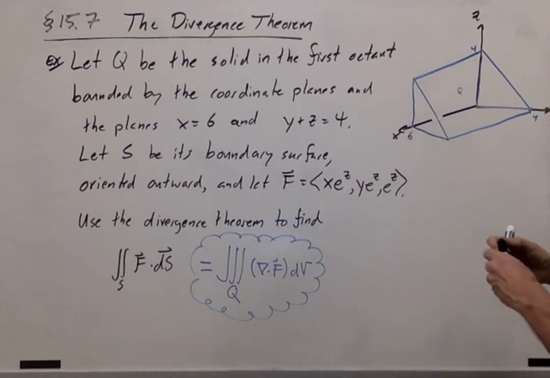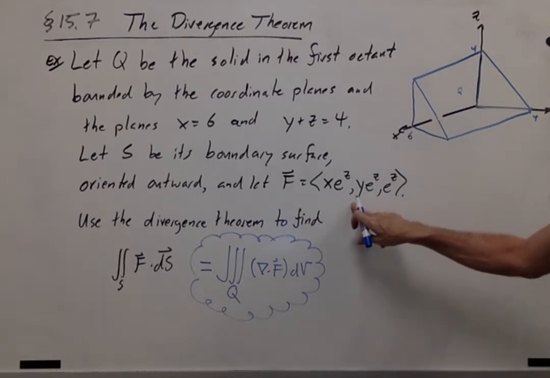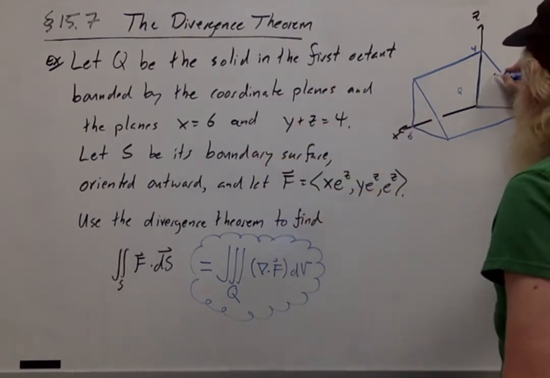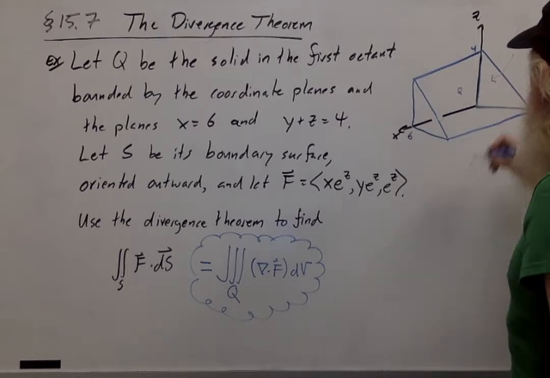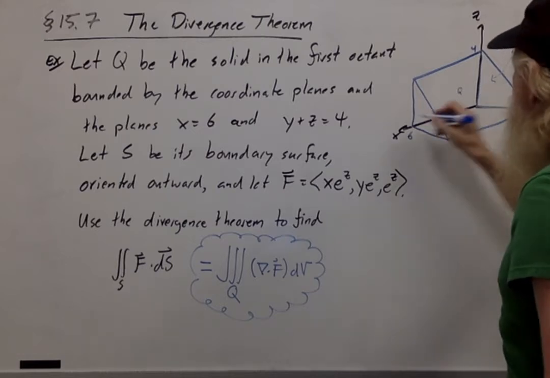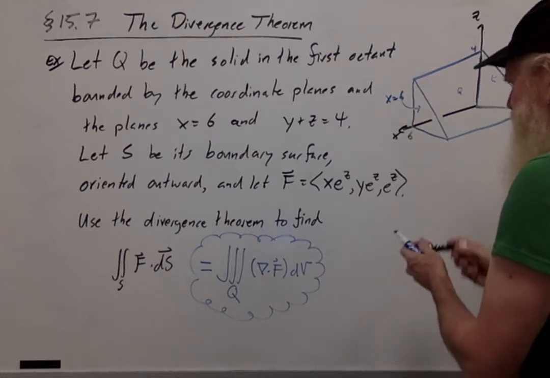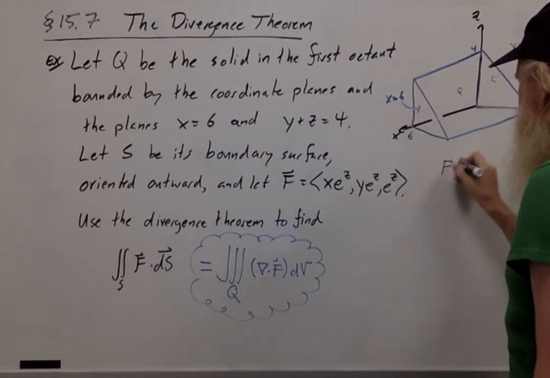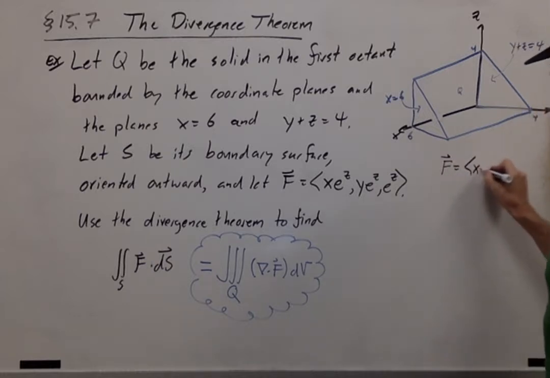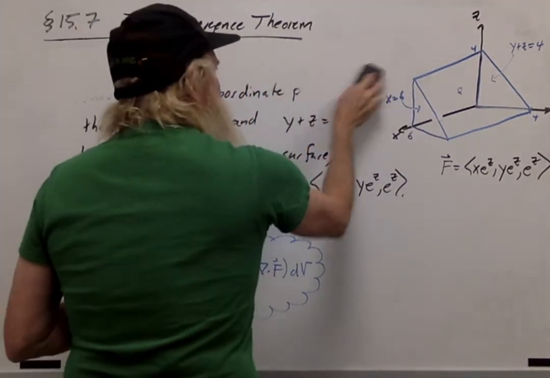So now that I've got the picture, the main thing I need to capture are the equations for its sides, and I need to capture the vector field, and then we can erase all this. So other than the coordinate planes, this slanted plane is y plus z equals 4. This face is x equals 6. And our vector field, I'll just copy over, is x e to the z, y e to the z, and e to the z. Let's clear all this stuff up.